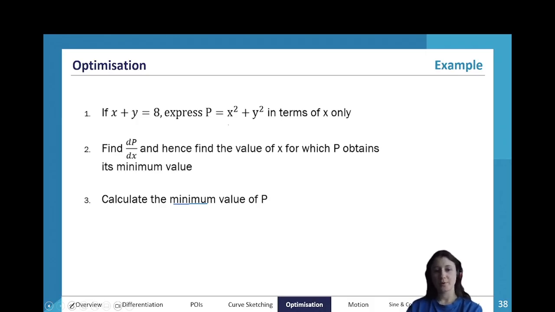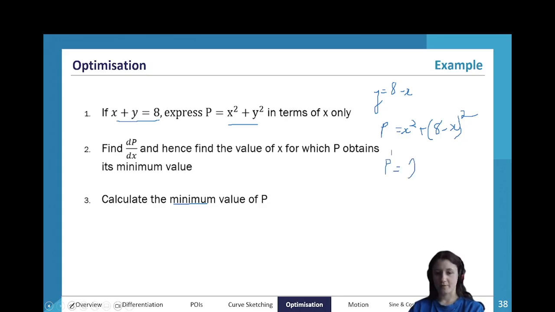So let's continue on with the question here. We want to express this in terms of x only. Right. So let's rearrange this equation and do some substitution. If we have x plus y equals 8, we know that y equals 8 minus x. Therefore, subbing that in here, we'll have x squared plus (8 minus x) squared. Right. Next, determine dp/dx. So we need to find the derivative here.